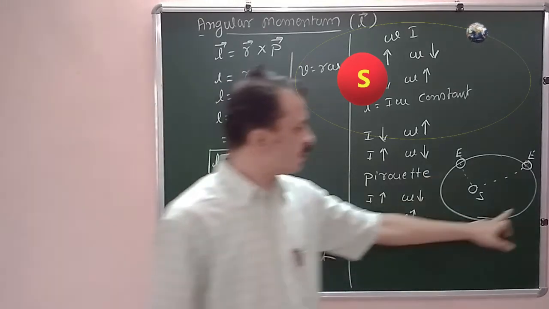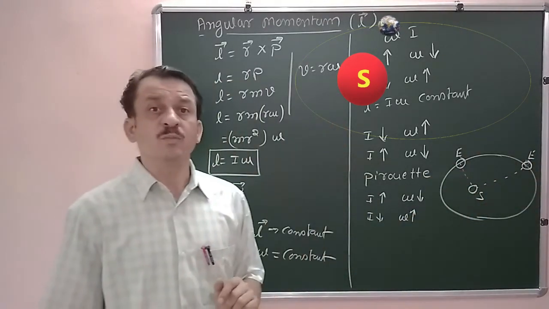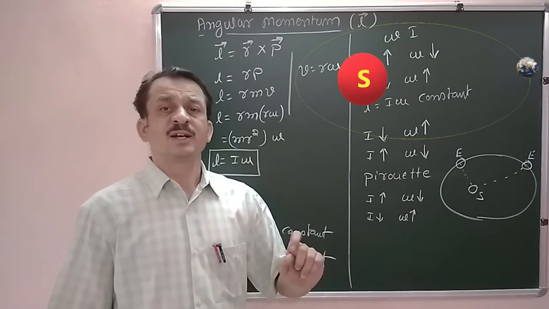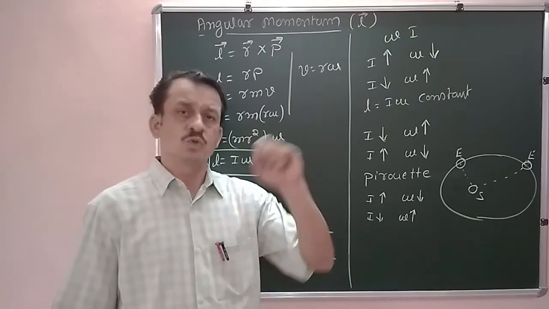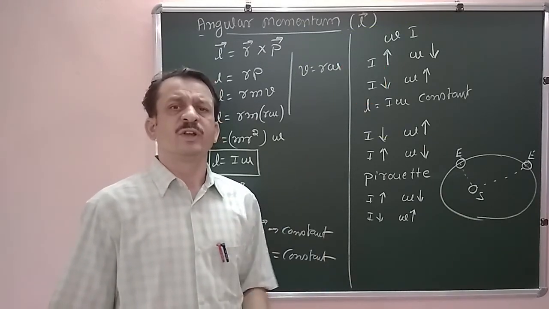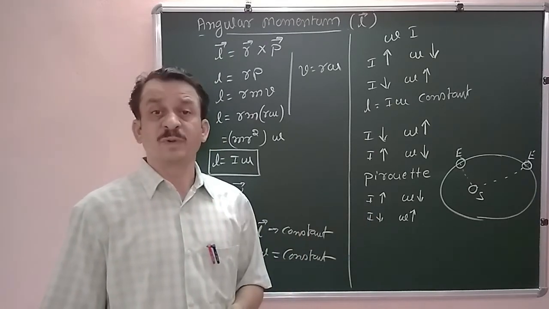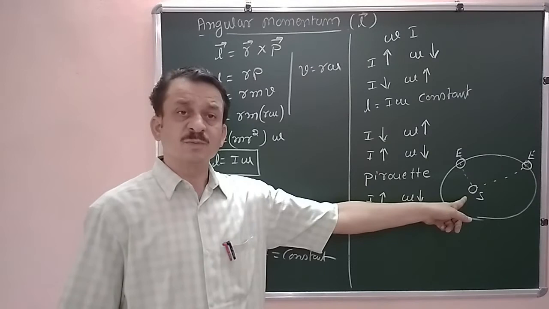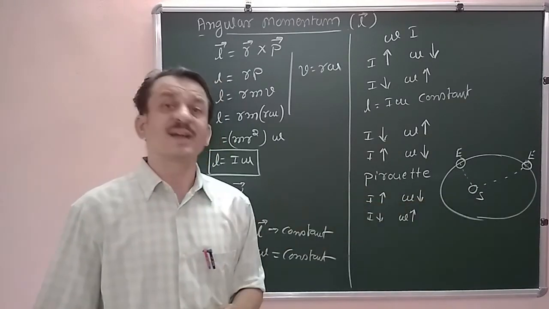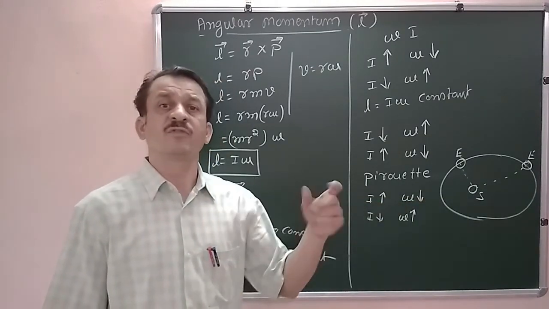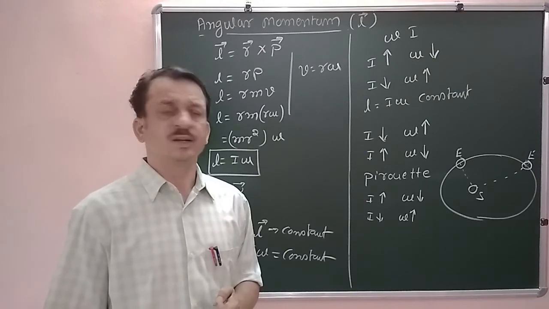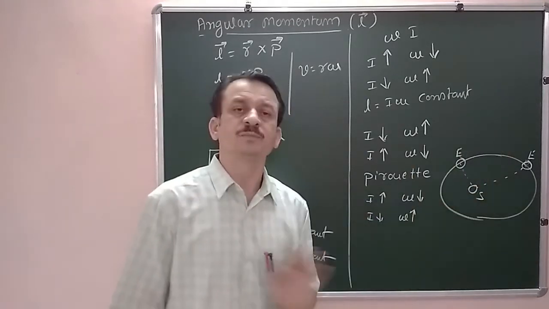Now this can be explained based on the concept of angular momentum. The planets which are very close to the sun move with greater speed. When they are far away from the sun, they move with lesser speed. This same concept is explained based on Kepler's second law, that is law of area. So here also we are explaining this one.